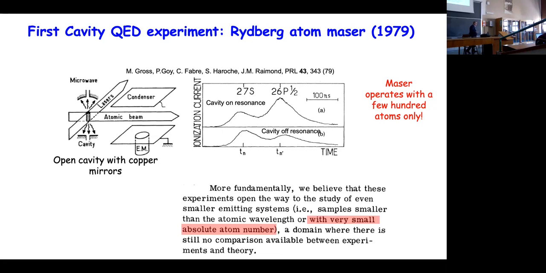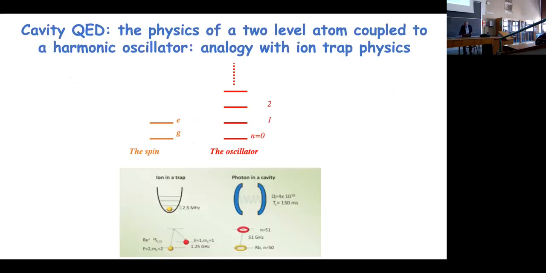And this is a sentence that we wrote at the end of the paper in which we related this maser effect. We wrote that we believe that these experiments open the way to the study of even smaller systems with very small absolute atom numbers. In fact, of course, the goal, the dream was to get to the point where a single atom would go faster to the lower state because of the cavity around it. The spontaneous emission of a single atom would be modified by the cavity around the system. And this is what we tried to observe. And I will show you how we saw it.